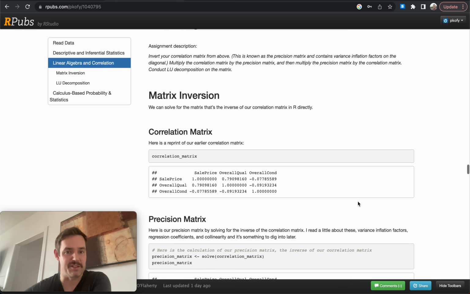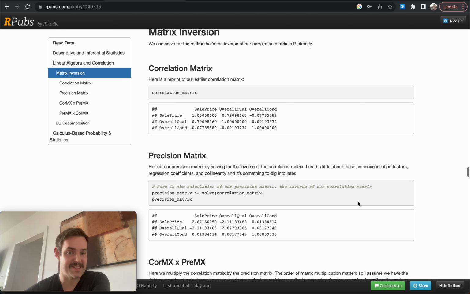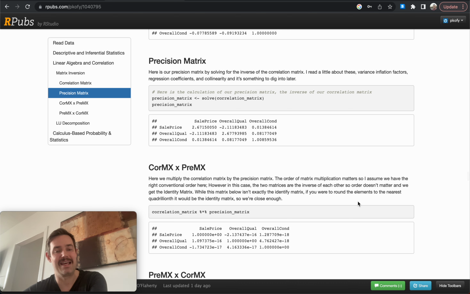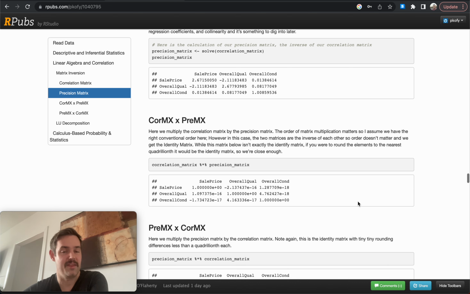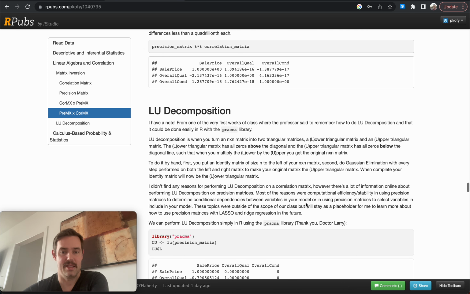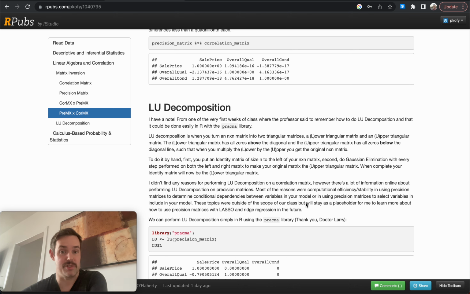So in the linear algebra section, we took the correlation matrix. The precision matrix is the inversion, and when you multiply the two together, you get the identity matrix. And so LU decomposition, why would you do it? Well, apparently you use the precision matrix to look for collinearity and to help you identify which predictors to use in your regression model.